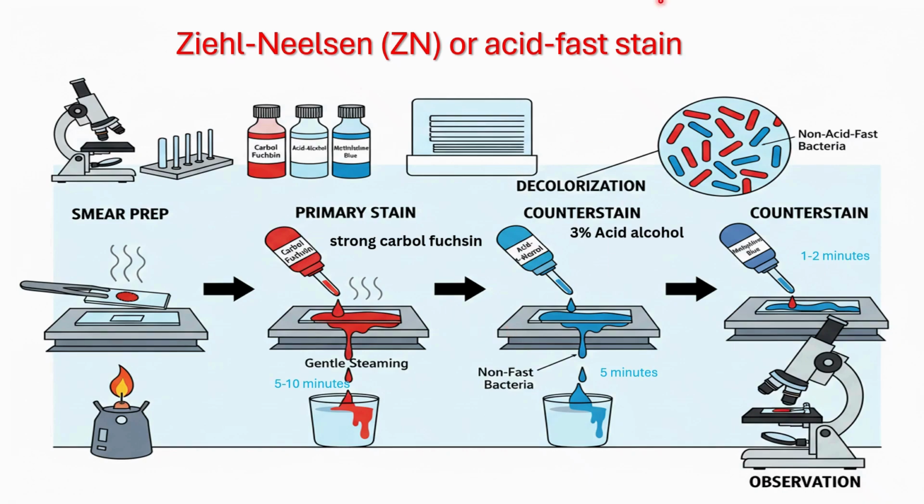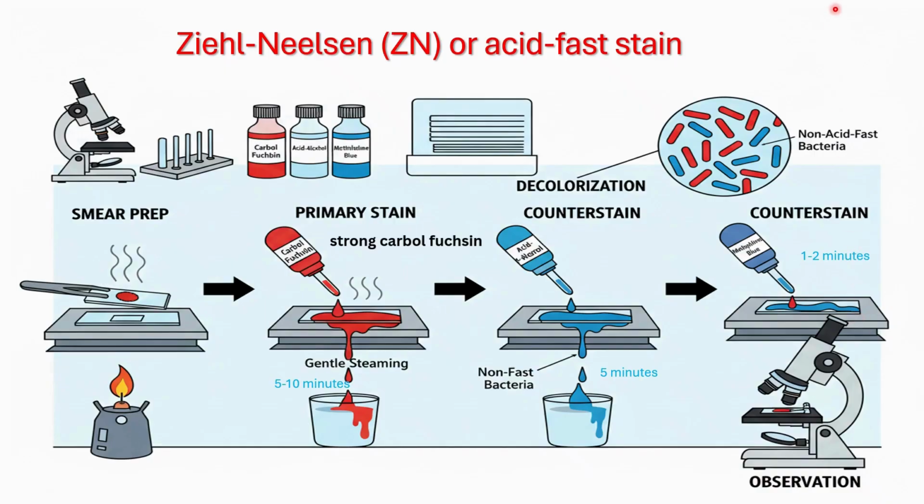The next step is decolorization. Cover the smear with 3% acid alcohol for about 5 minutes or until the smear becomes pale pink. Again, wash well with clean water, then go for the counter staining. Apply methylene blue or malachite green for about 1 to 2 minutes. Use a longer time if the smear is thin.